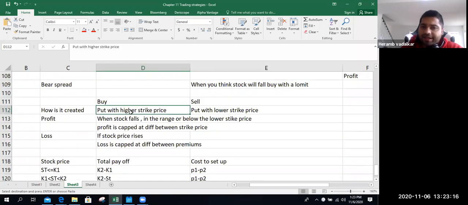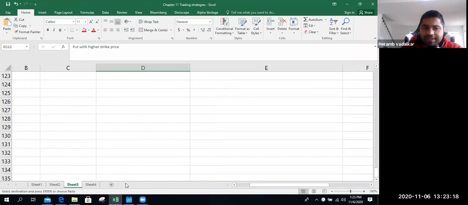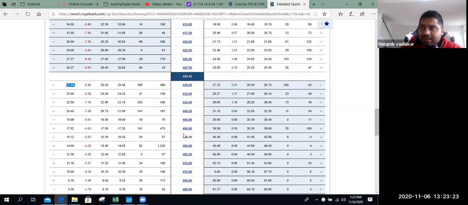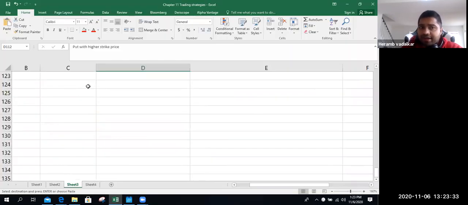So let's make a bear spread on Tesla. So this is Tesla. I think Tesla will go down. So what will I do? I'll create a bear spread. So how do you create a bear spread? Buy a put option of higher strike price.